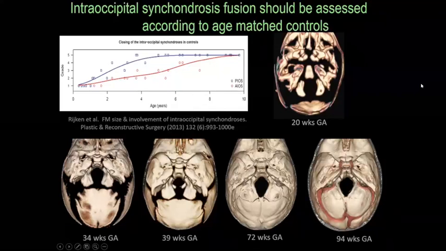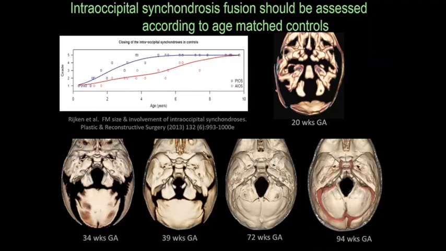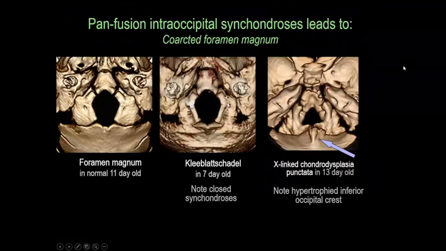The intraoccipital synchondroses should be assessed according to age-matched controls with every study. There are definite time intervals at which they should be closing, and you will see that the anterior intraoccipital synchondroses, here and here, always fuse later than the posterior intraoccipital synchondroses. Pan-fusion of the intraoccipital synchondroses can lead to coarctation of the foramen magnum.